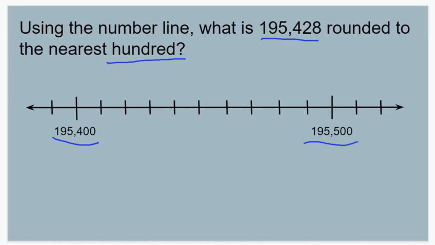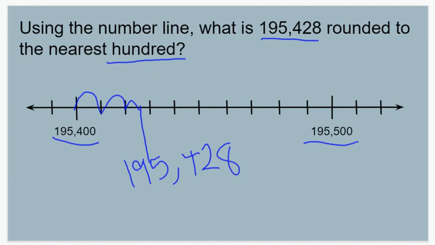So my first step will be writing my number on the number line. I know that my first benchmark is 195,400. I'll count 2 places about to get my number stuck on my number line. 195,428 would go in between these two lines on my number line.